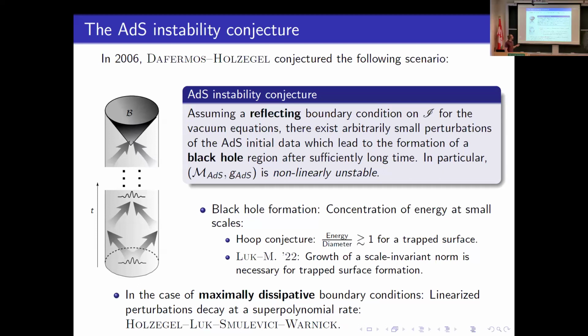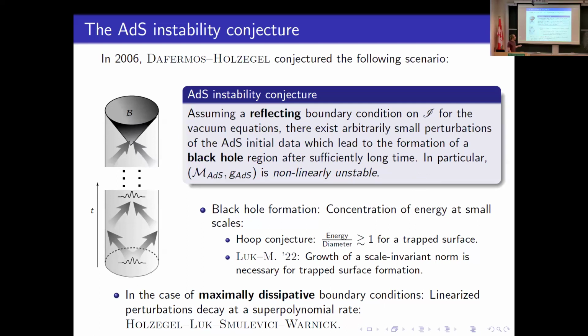And you look at small perturbations of the initial data evolved for the vacuum Einstein equations with reflecting conditions at infinity. Then the conjecture says that there exist arbitrarily small perturbations which, if you let them evolve for sufficiently long times, eventually collapse into black holes. So this is really an instability statement. But more than that, because the claim that a black hole emerges is essentially a claim that energy, which initially at the level of the initial data was small, as the initial perturbation was small, has concentrated at a small enough scale to allow for a trapped surface to be created, according to the Hoop conjecture.